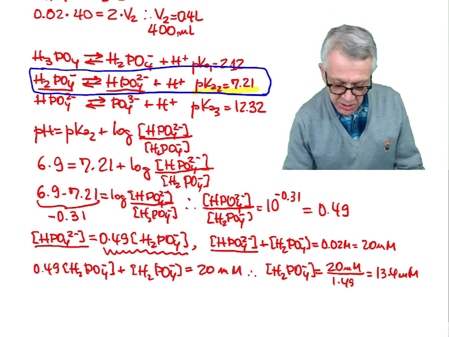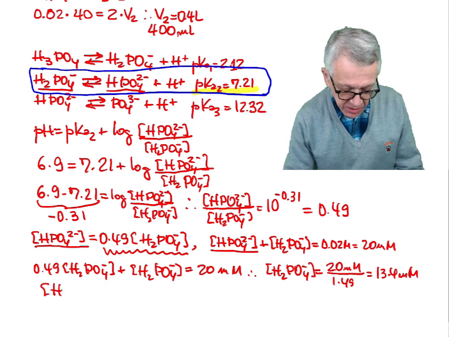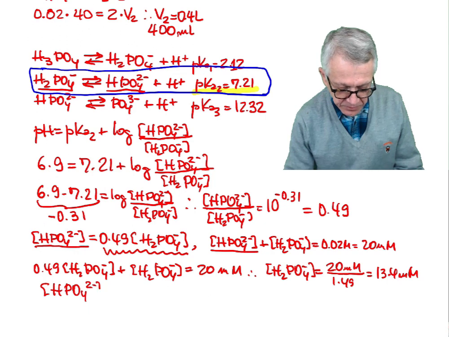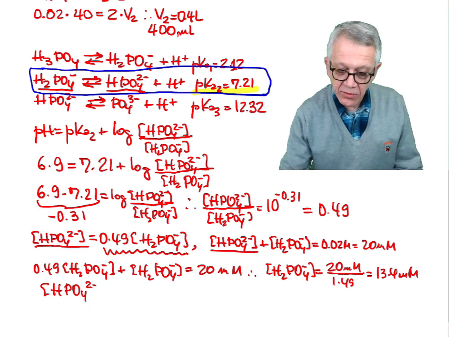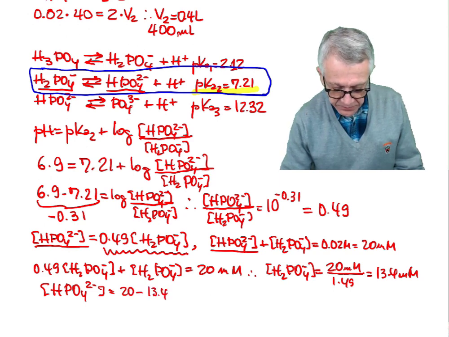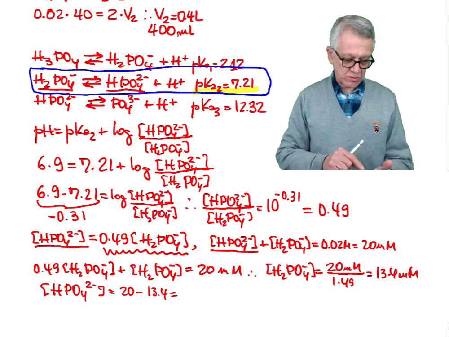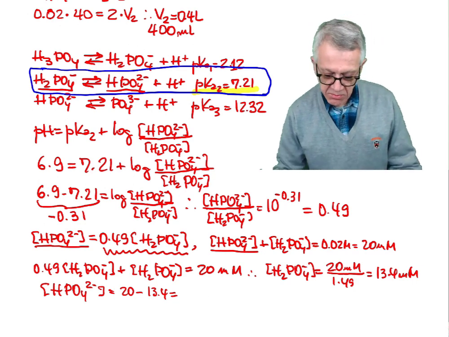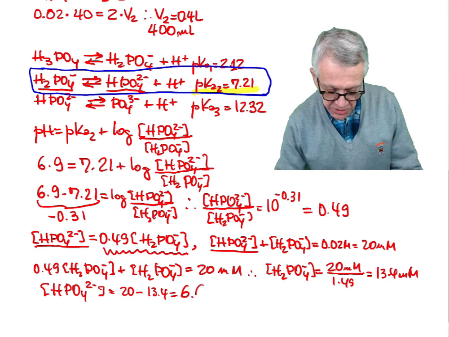So the concentration of the other species is going to be the difference from 20, right? So the other species, which is HPO4 2 minus, the concentration is going to be 20 minus 13.4, which gives us 6.6 millimolar.